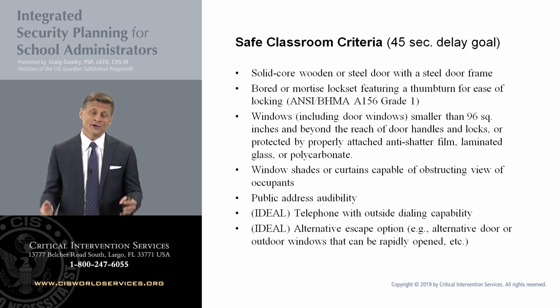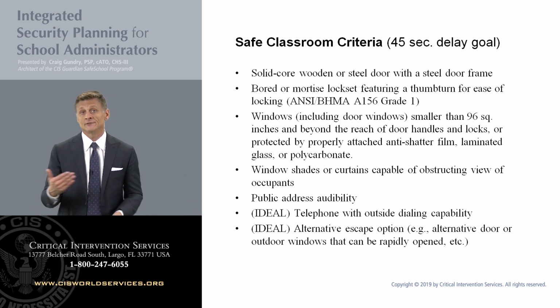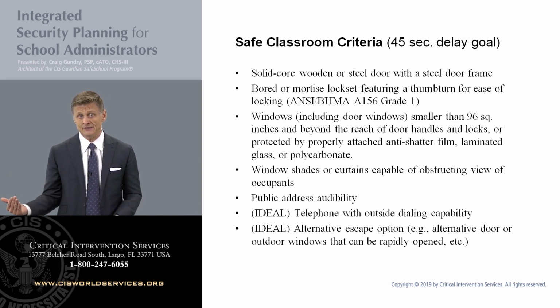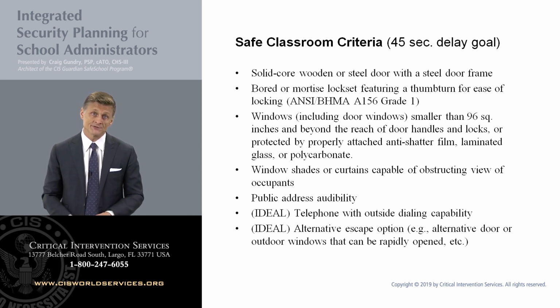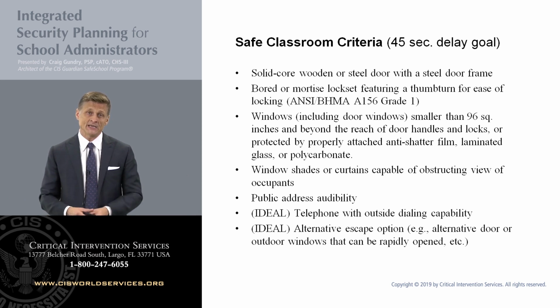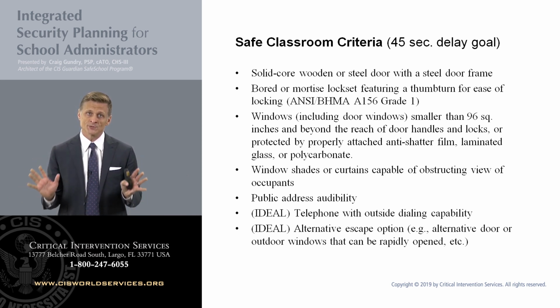It is also desired that the classrooms or other rooms that people may be refuging in have telephones with outside dialing capability. And I really like it if we also have an alternative escape option, such as a second door or a window. Although I do describe this as being kind of an ideal condition, because as long as the room meets certain adequate intrusion resistance, it will provide pretty good protection and should be considered safe for lockdown purposes.